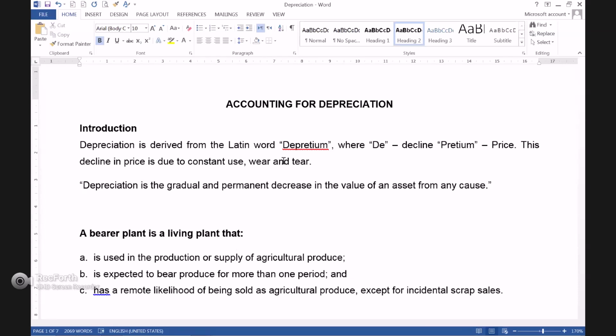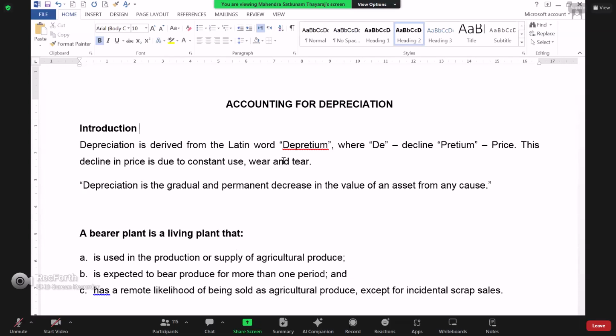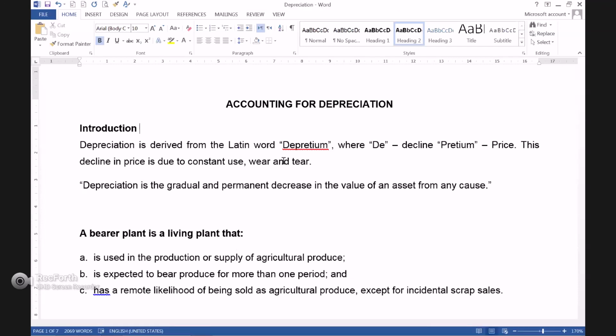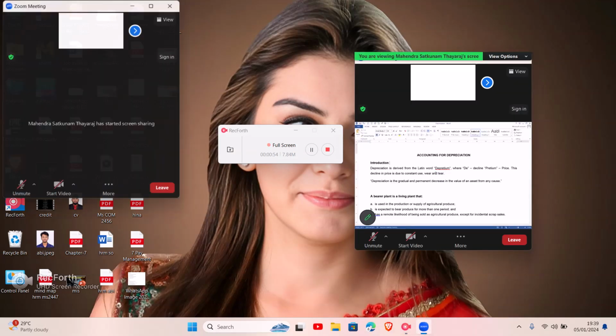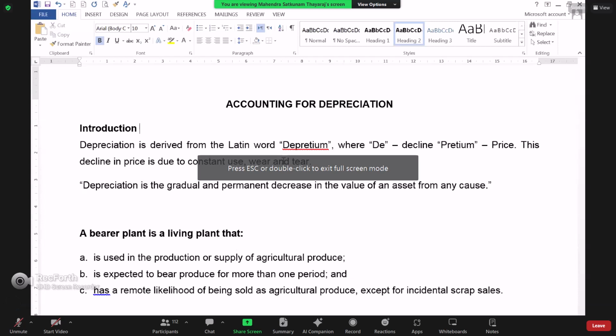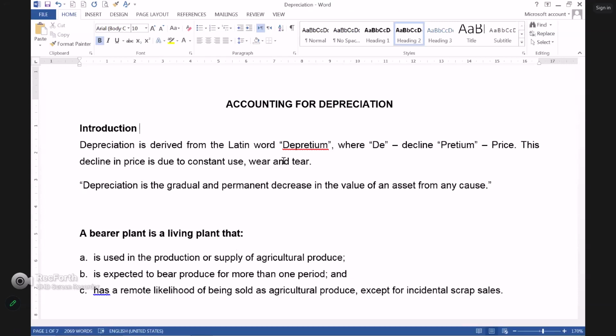Depreciation you already know about at the advanced level. How to calculate the depreciation? What are the methods you have to use? Which type of depreciation should be used for the property, plant, and equipment? The word depreciation is derived from the Latin word, just for your information. Depreciation is a gradual and permanent decrease in the value of the asset from any cause.